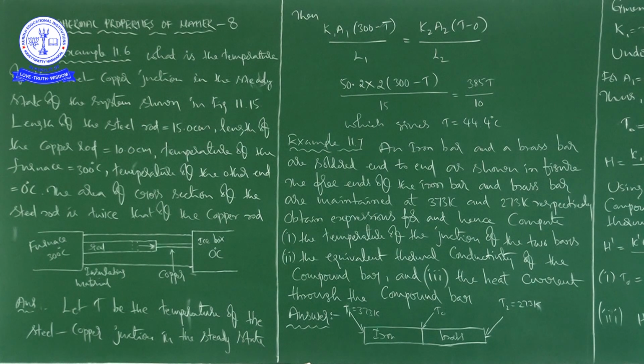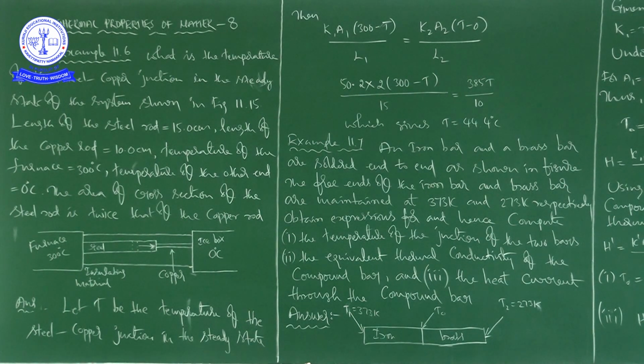That is the length of the steel rod and the length of the copper rod, the temperature of the furnace and the temperature of the other end, and the thermal conductivity of steel and the thermal conductivity of copper. And one more point: the area of cross section of the steel rod is twice that of the copper rod. Even in the picture you can see it, but he is saying exactly which is twice.